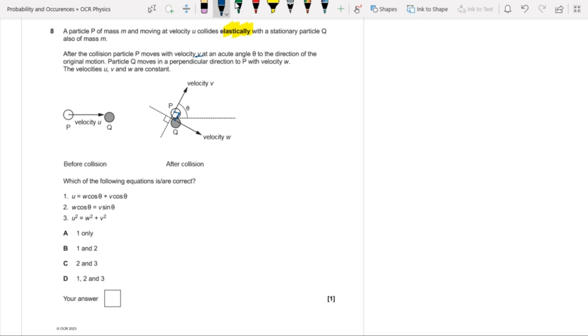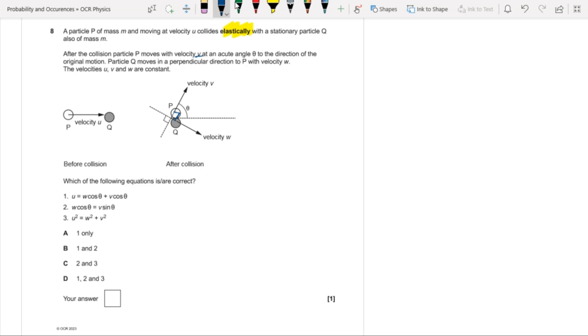Before collision and after collision figures are given. Which of the following equations are correct? So we are given some options and their combinations. Since the collision is elastic, what's the difference between elastic and inelastic collisions? In addition to momentum and the total energy, in elastic collisions, the kinetic energy also is conserved. By the definition of elastic collision, the velocity vector u should be the vector addition of velocity vector v and velocity vector w, because before collision and after collision, the kinetic energy remains the same.